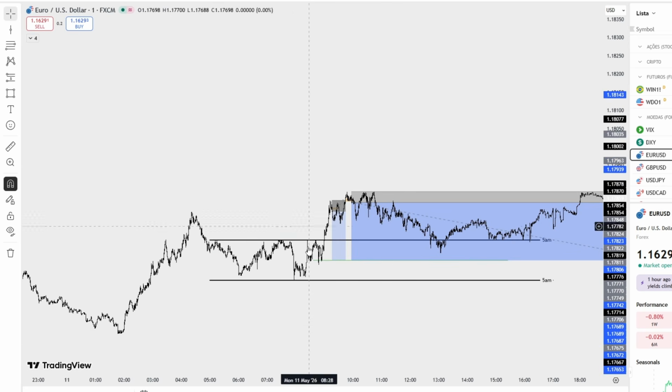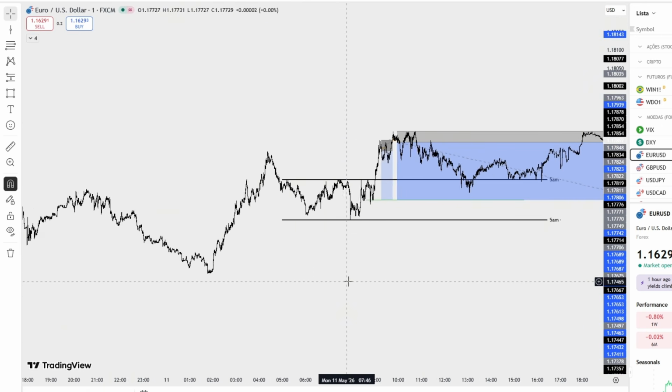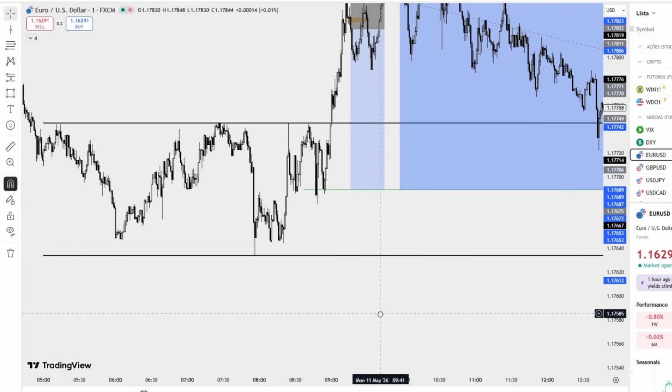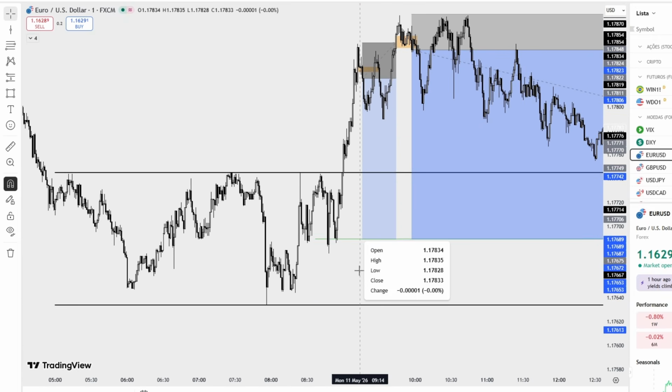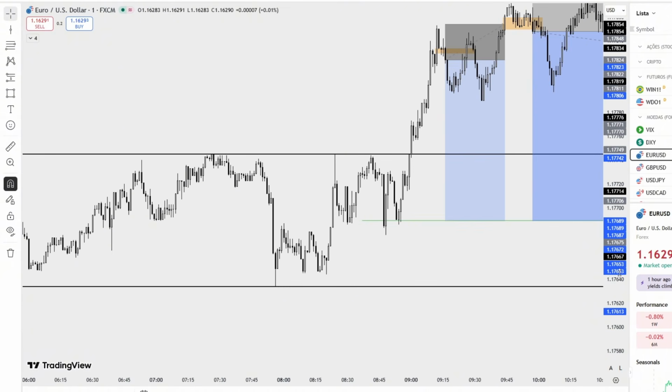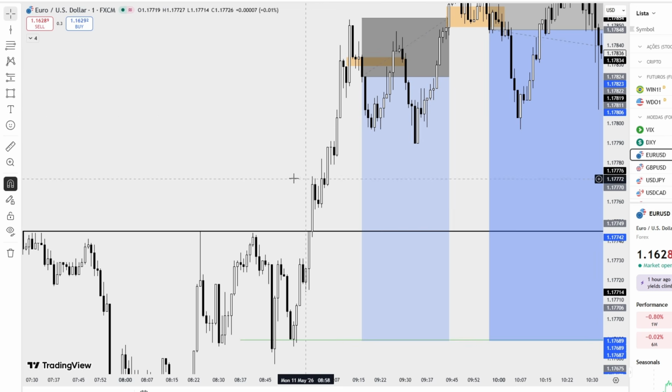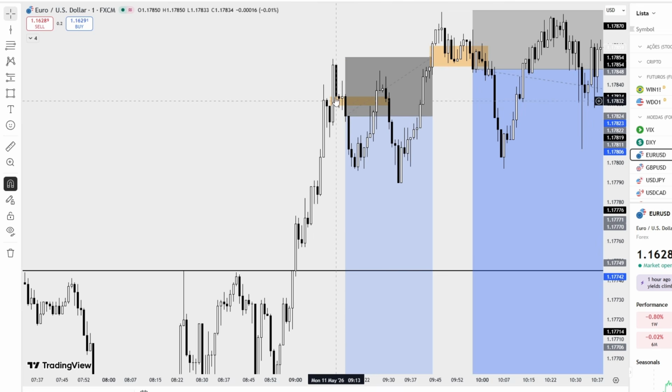Okay. So in this example, we have this Monday example, right? We have our 5 a.m. range right here. Market's pushing, pushing, pushing, okay? And we have an inverse fair value gap here, never been taken, another one here, another one here, and the last one here, okay?